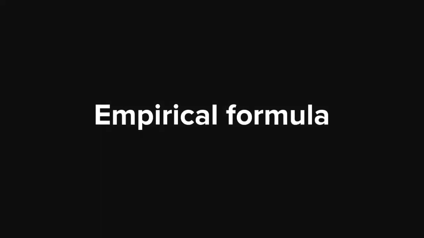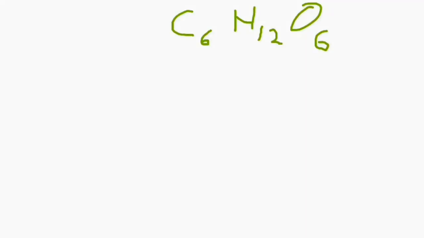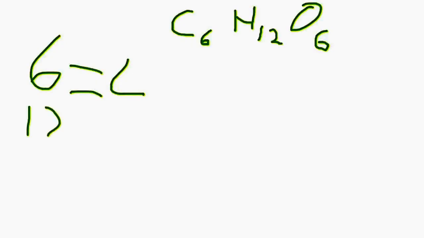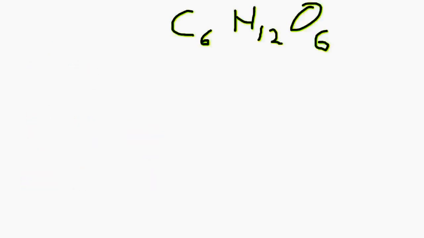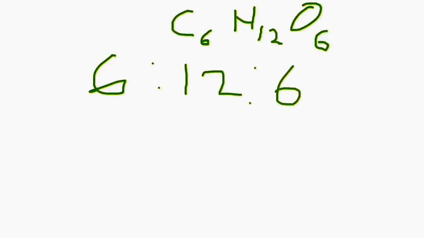An empirical formula gives us the simplest chemical formula for a compound. So let's take glucose for instance. We have 6 carbon, 12 hydrogen, and 6 oxygen. Now this gives us the ratio of 6, 12, and 6. But we want to break this down and simplify it to 1, 2, 1, because they're all divisible by 6, and we want to take the highest number we can divide them by, which in this case is 6. And so we get 1, 2, and 1.